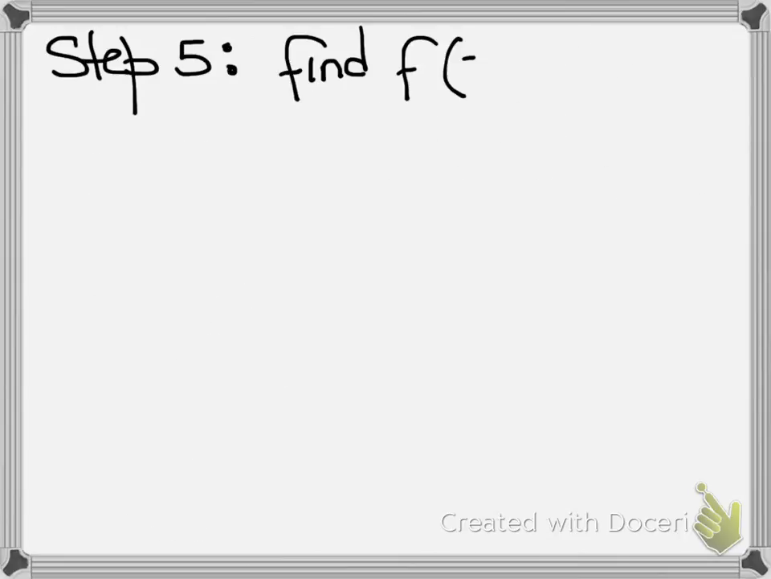Now, step 5, we need to find f of negative b over 2a. Here's what that means. The number you get for the axis of symmetry, you go back to the function and replace x by that number. You go back to the original function, and whatever number you get for the axis of symmetry, you plug it in for x. Here's what I mean.